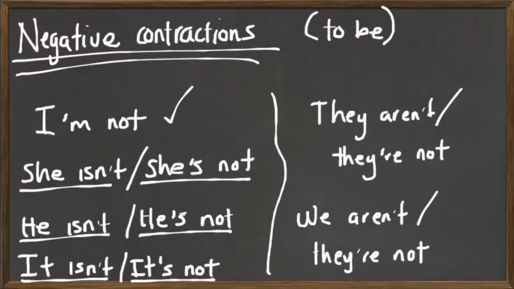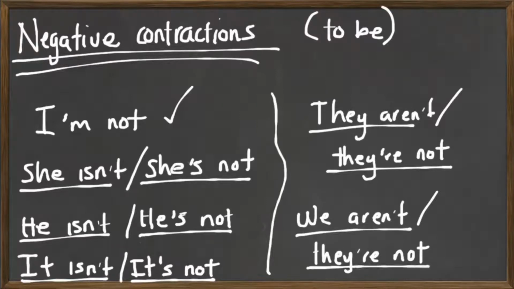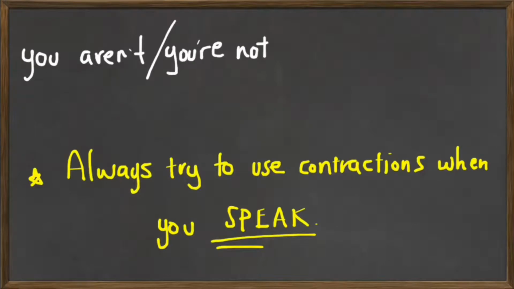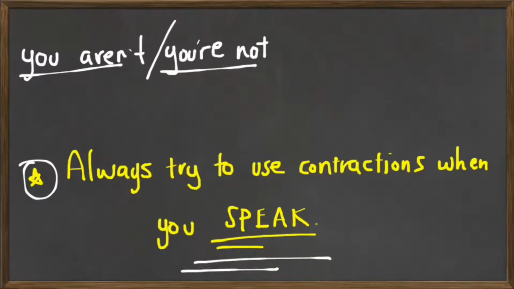For they are not, we have they aren't or they're not. And finally, for we are not, we have we aren't or we're not. Oh, we forgot one. For you are not, we have you aren't or you're not. A note that I put here for you: always try to use contractions when you speak. If you use contractions when you speak, you will sound more natural.